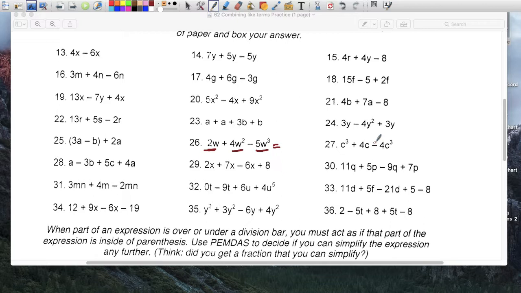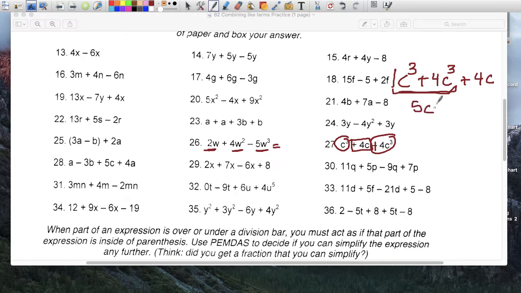Over here, 27, hopefully I told you that this is an addition sign, so let's change that. So this is a c to the third power. This is also c to the third power, so let's circle those two. Put a square around this guy. So I get c to the third power plus 4c to the third power plus 4c. These two are alike. Remember, in front of this variable c to the third power, there's a 1. So 1 plus 4 is 5c cubed plus 4c.